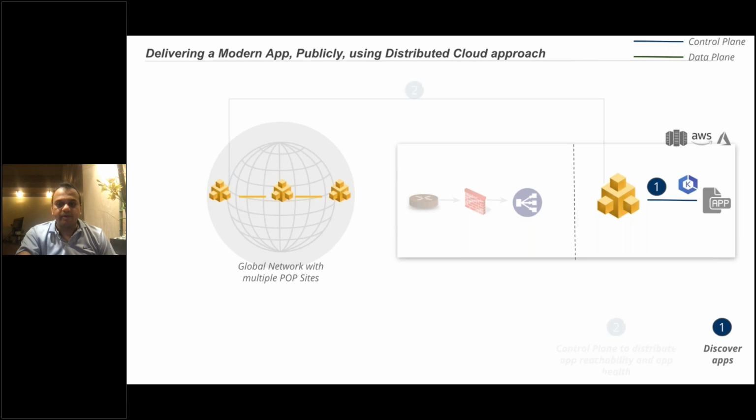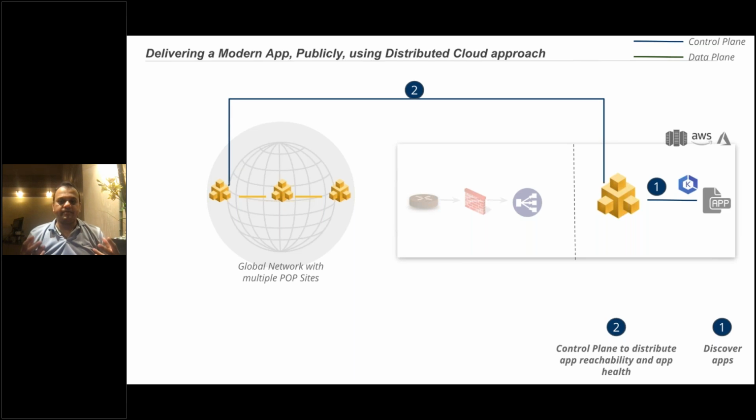Once it discovers the app, it should then have a control plane which distributes not IP addresses or routes, but actually distributes apps, services, and service reachability, as well as service health. And this control plane should distribute it in different locations, right? In this case, since we're delivering the app publicly, the control plane should distribute the app to a global network of POPs. So what we believe is required is a global network of POPs so that you can distribute the reachability of the app to any of these different locations.